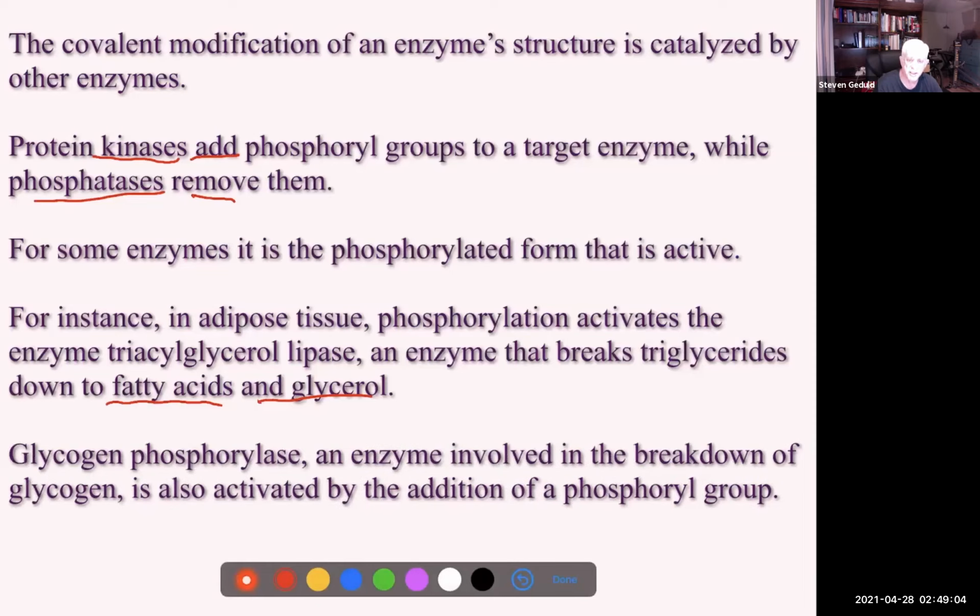Glycogen phosphorylase is an enzyme involved in the breakdown of glycogen. It's also activated by the addition of phosphoryl groups. So you want to break down glycogen. Okay. It's activated when you add phosphoryl groups to it, and you activate glycogen phosphorylase, and that starts the breakdown of glycogen.